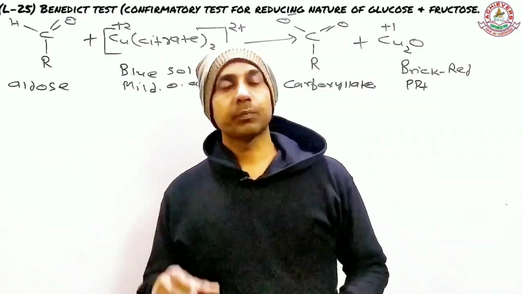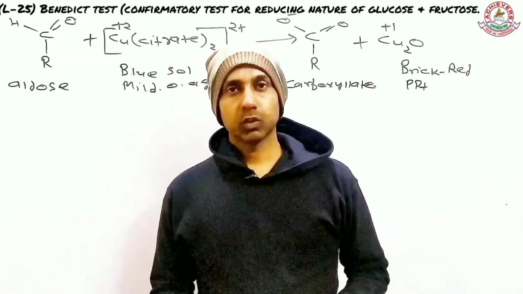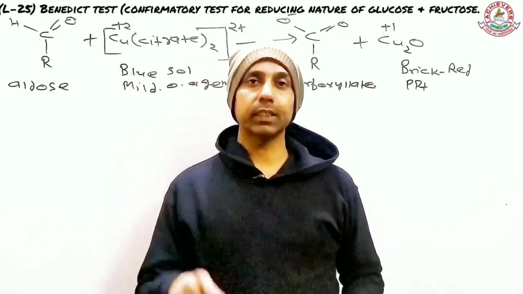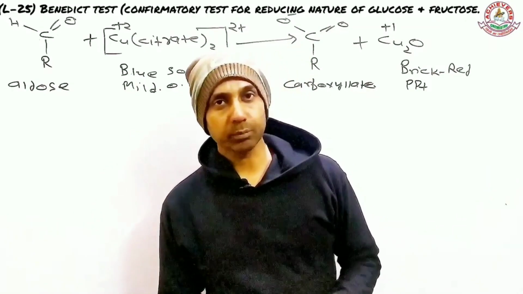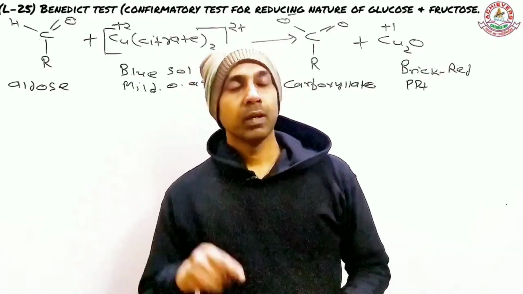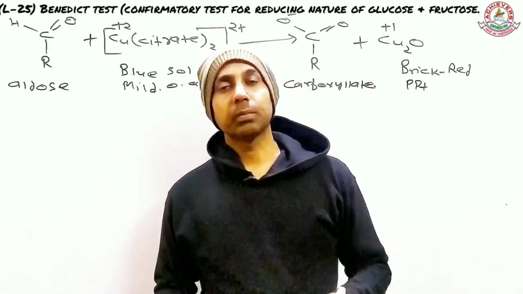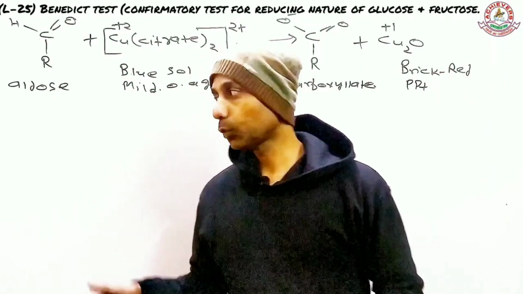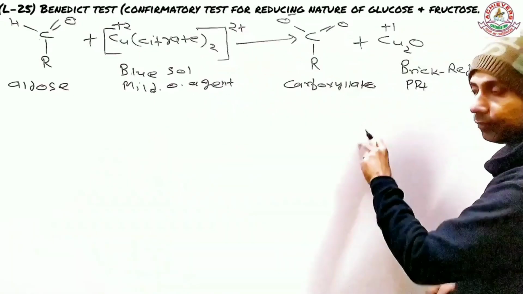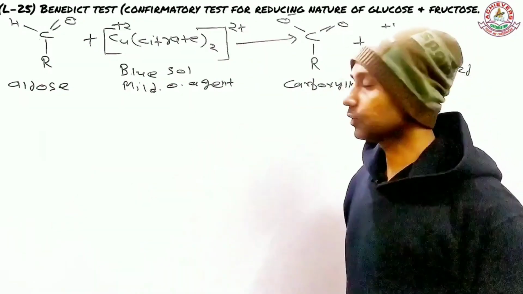Now let's do the same reaction with fructose, but you might be having a question in your mind that fructose doesn't have an aldehyde. So how can a mild oxidizing agent convert a ketone into carboxylate, right? In case you do not have this question coming up, let me repeat that. A ketone cannot be oxidized by a mild oxidizing agent. So why will fructose result in the formation of the carboxylate? I'll give you the explanation right here.